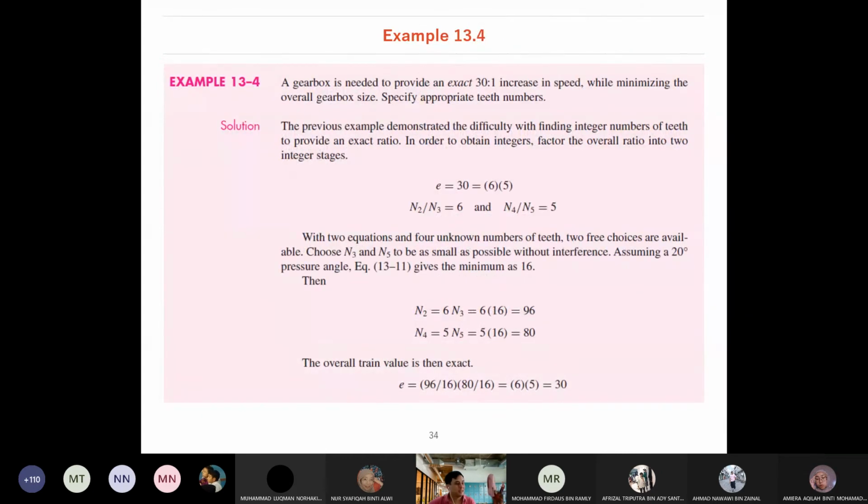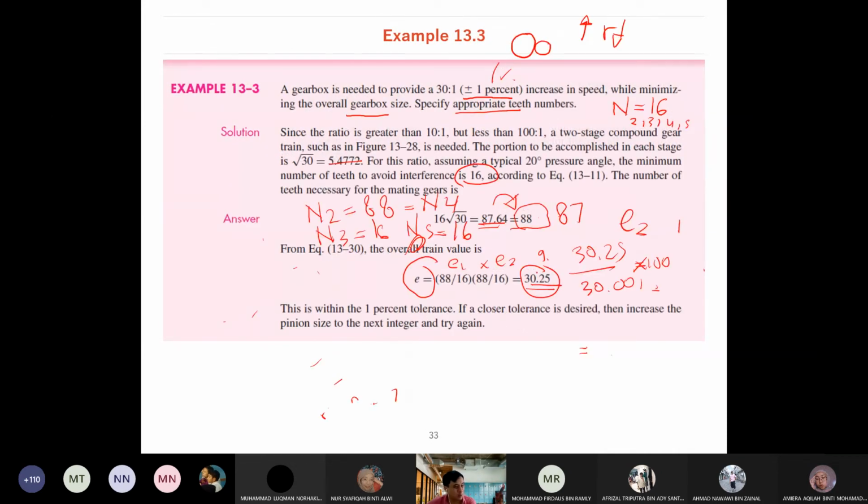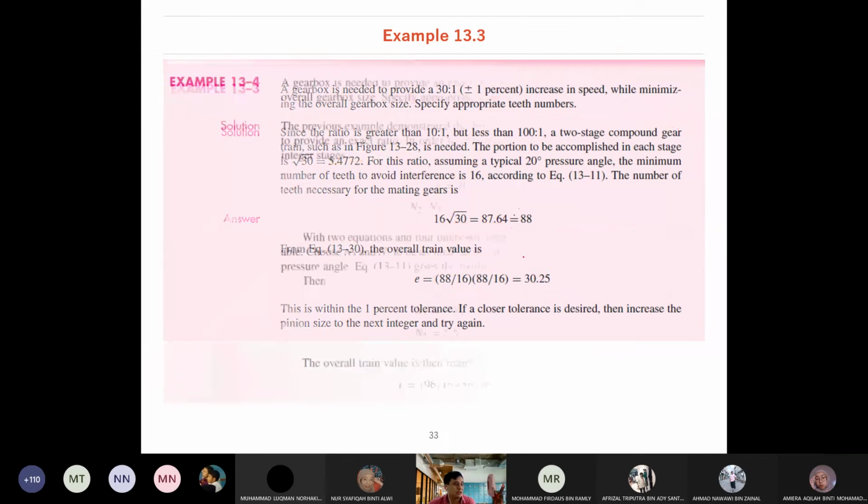Alright. Okay, awak tengok soalan 13.4 ni. Okay, soalan dia kata apa? A gearbox is needed to provide exact 31 kan? Still increase in speed while minimizing the overall gearbox size. Specify appropriate number of teeth. Okay, apa maksud beza dengan soalan tadi? Dia ada exact. Apa maksud exact ni? Maksudnya bila awak check nanti later on, kena 30 juga. Tak boleh 30.25. Okay. So, this is a condition awak nak kena meet.